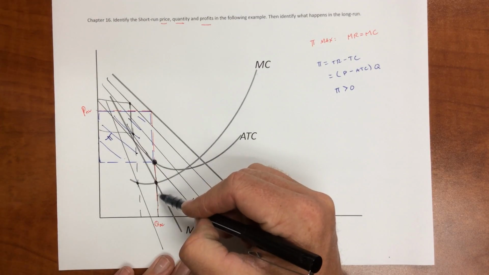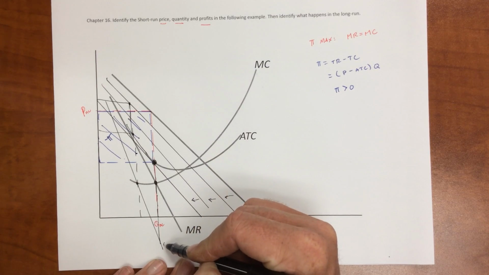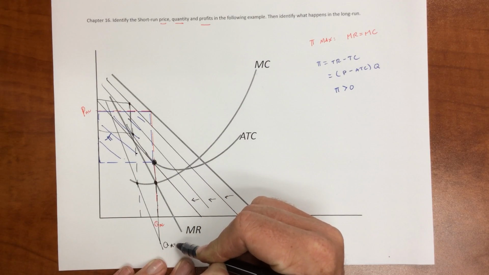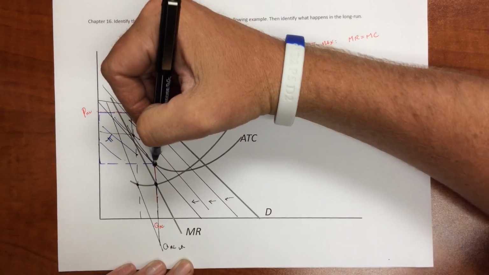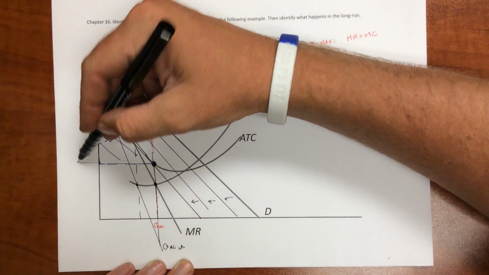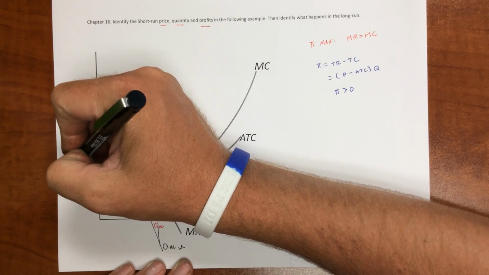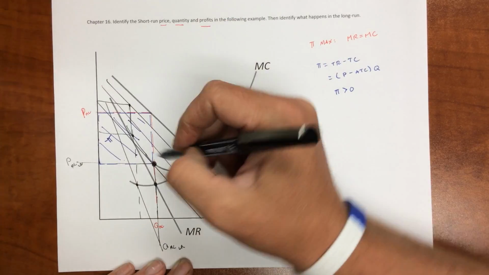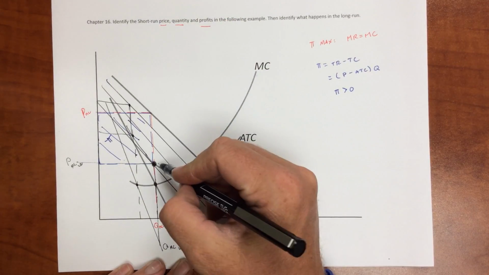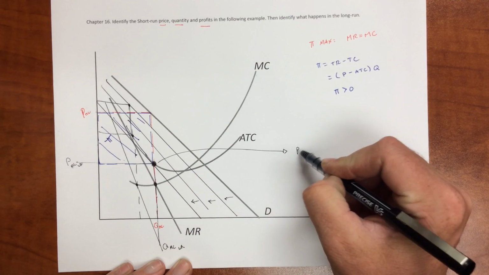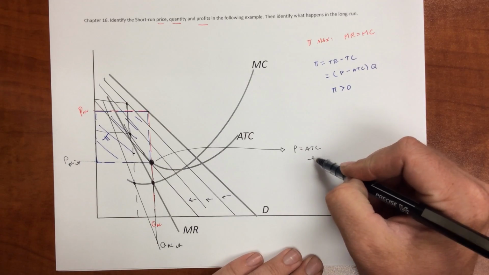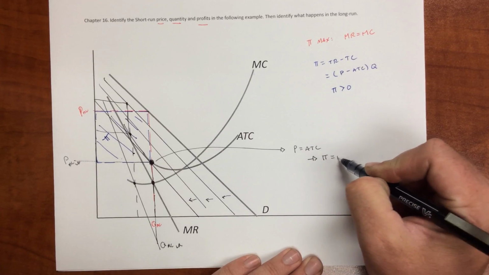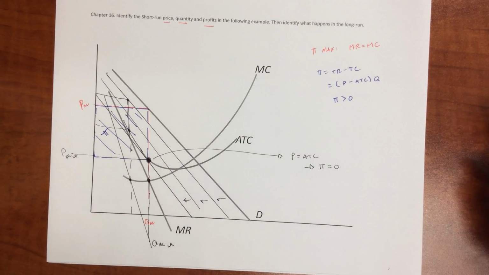And it need not be, but in this case it is where it originally was. So that's the quantity of the monopolistic competition in the long run. And here, at this price right here, what you'll notice is that price equals average total cost. In that case, profits equal 0.